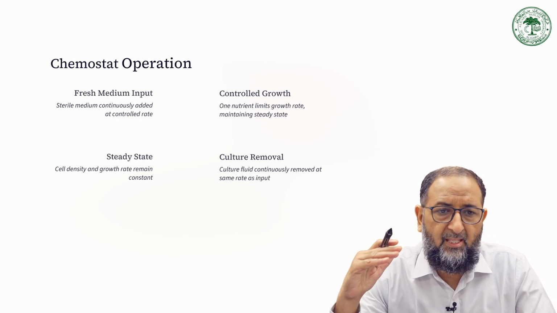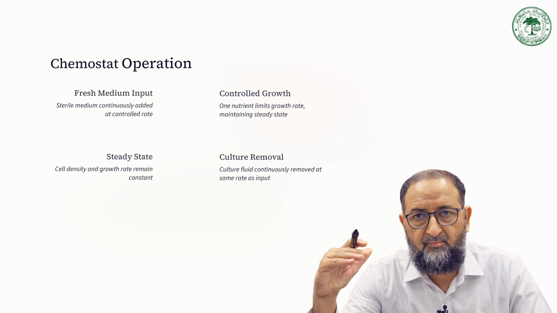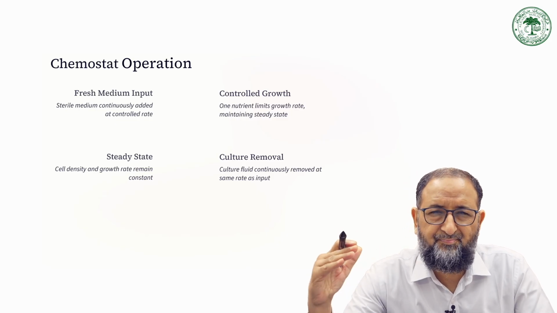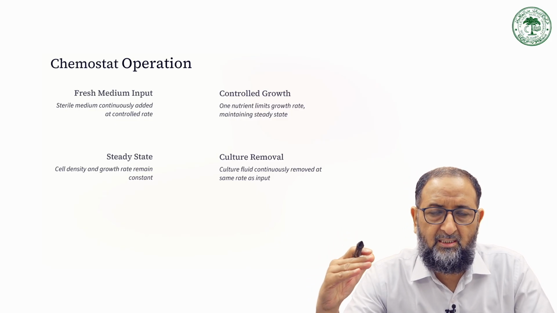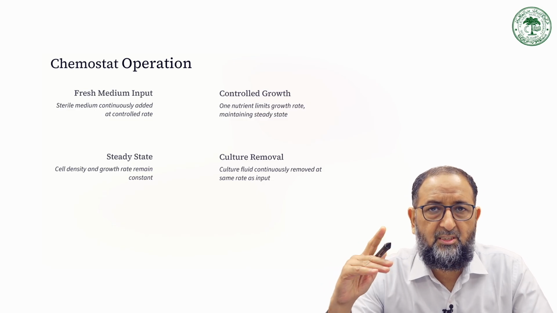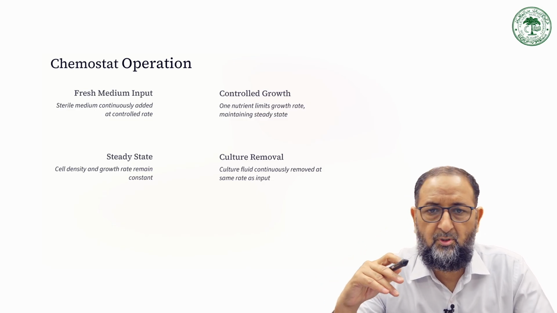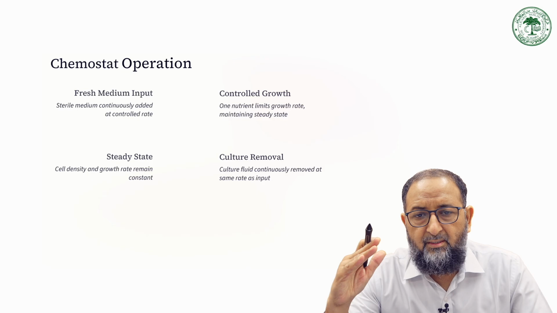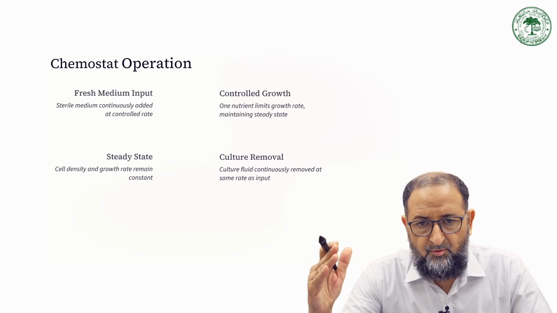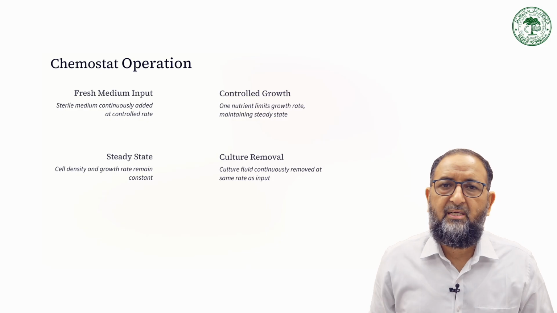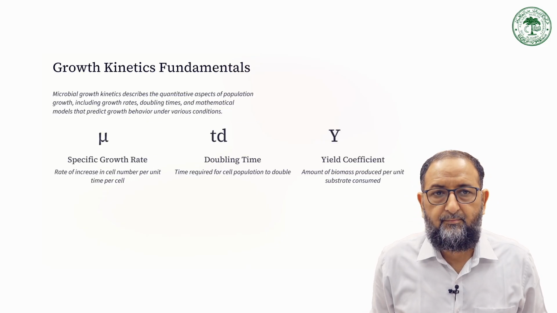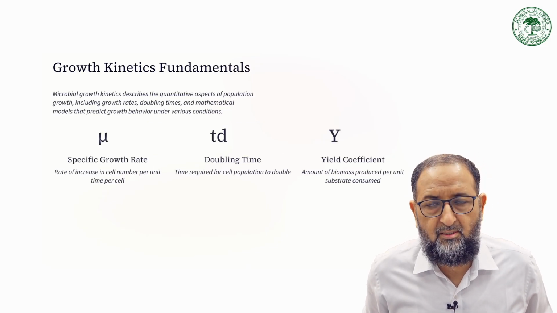Now, if the steady state is lost, then you may lose the continuous culture. And the best example to explain this is synchronous growth. I will talk about what synchronous growth is. Then you can have a removal of the culture. So culture fluid is continuously removed at the same rate as input. Now, growth kinetics fundamentals.